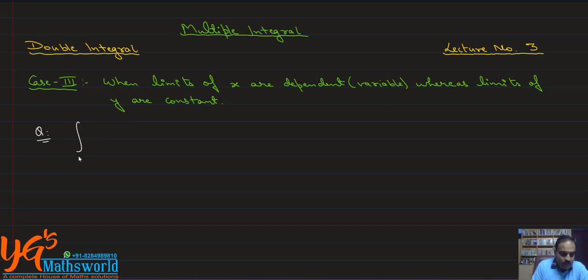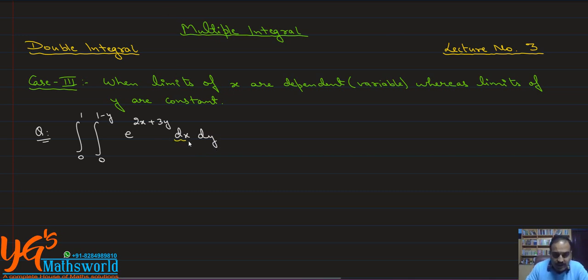So here we have to evaluate the integral 0 to 1, 0 to 1 minus y, of e raised to power 2x plus 3y dx dy. Here it is clear that we have to integrate with respect to x, as the limits are in terms of y, that means they are the limits of x. So when we are integrating with respect to x, we keep y as a constant. So it will be written as 0 to 1, 0 to 1 minus y, e raised to power 2x into e raised to power 3y dx dy.